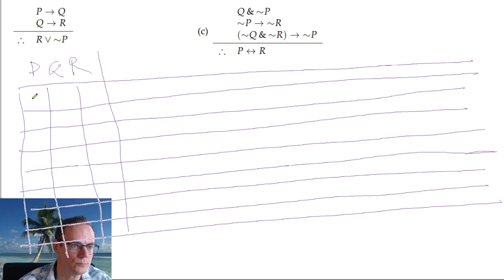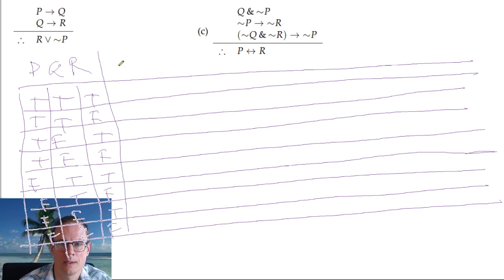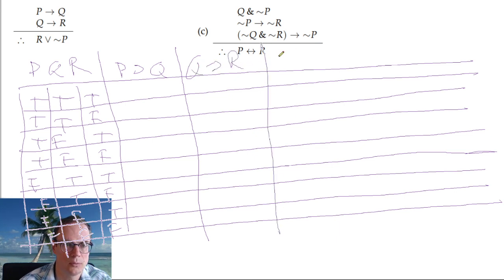All right. T, T, T, T, F, F, F, F. T, T, F, F. T, T, F, F, T, F, T, F, T, F, T, F. Okay. Now, here we want to do P horseshoe Q. Here we'll do Q horseshoe R. Here we'll do not P, and here we'll do R or not P.